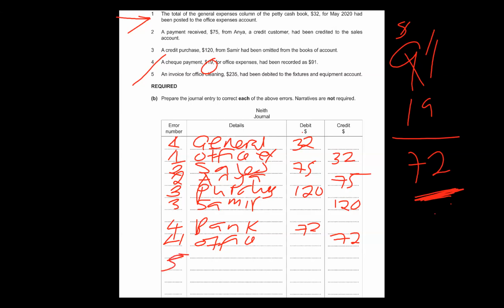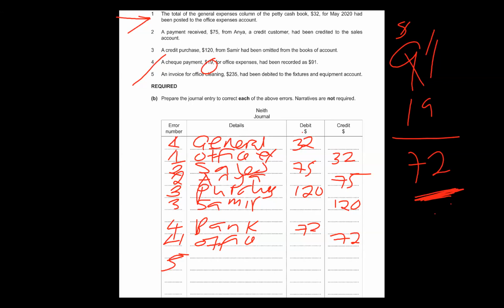Okay, number 5. So you have 2 accounts in question, the office expenses or cleaning expenses account and the fixtures and equipment account. There was an invoice for office cleaning, 235, that had been debited to the fixtures account. So it had been debited wrongly to the wrong account. To correct the error, you credit the account where it had been debited. So we credit the fixtures and equipment account and debit the office cleaning or office expenses account.